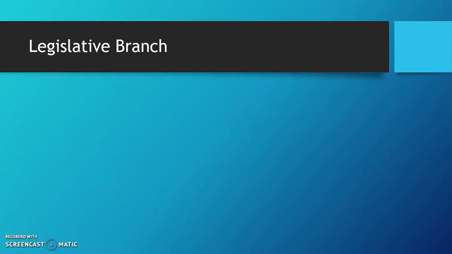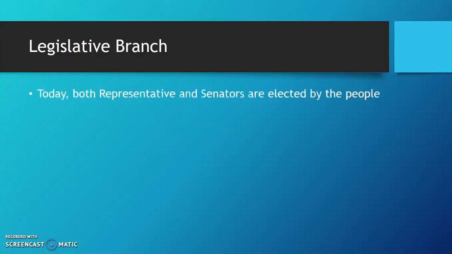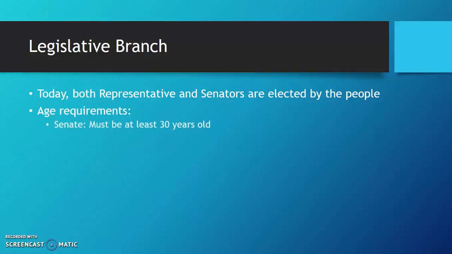When we talk about the legislative branch today, both the representatives and the senators are elected strictly by the people in their respective states. In order to be a member of the House of Representatives or the Senate, there are some age requirements. For the Senate, you must be at least 30 years old to run for senator and to be a senator. For the House of Representatives, you must be at least 25 years old.